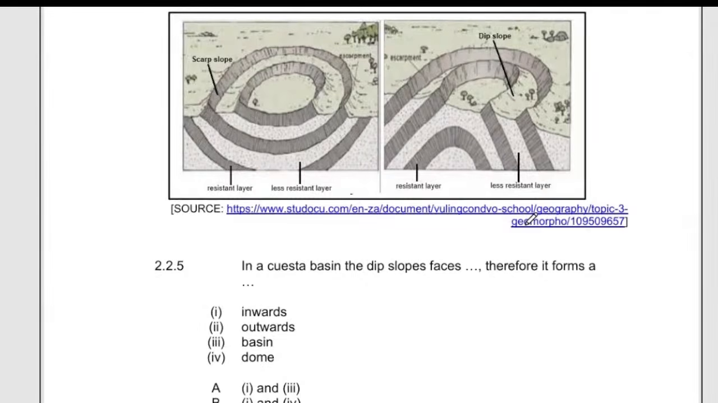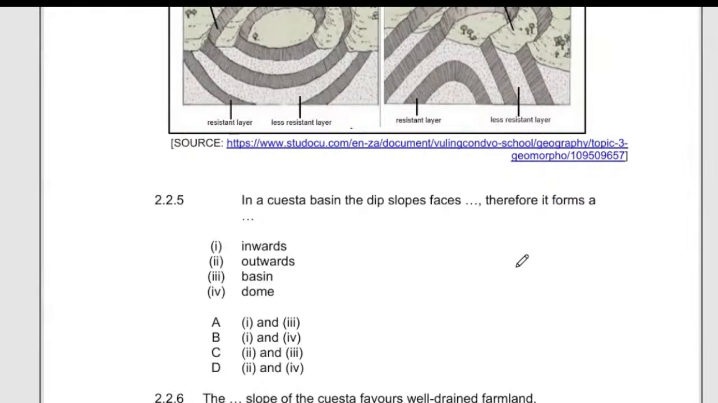Right, so if you are looking at a cuesta basin, we are looking at a situation whereby our landform must resemble a basin. So for our landform to resemble a basin, it's the opposite of a dome. So automatically we are saying the dip slope in this instance must be outwards, and our shape must give a shape of a basin, because we are looking at a cuesta basin. So it must form for us a basin, and our dip slope must be outwards. So our correct response is item C.